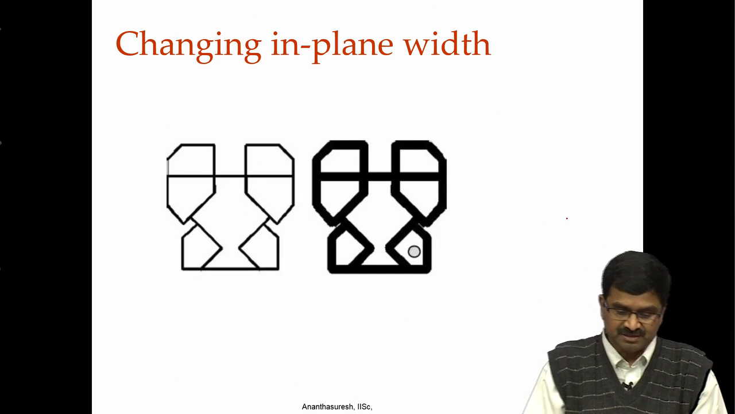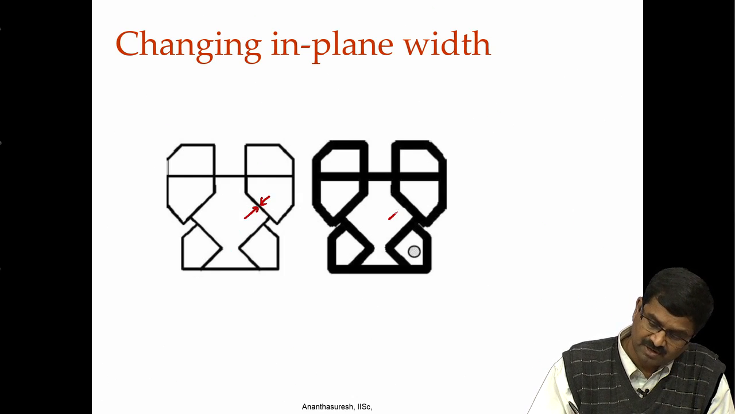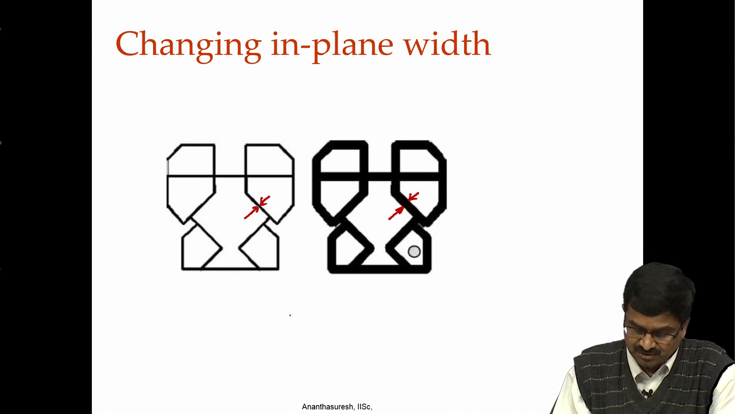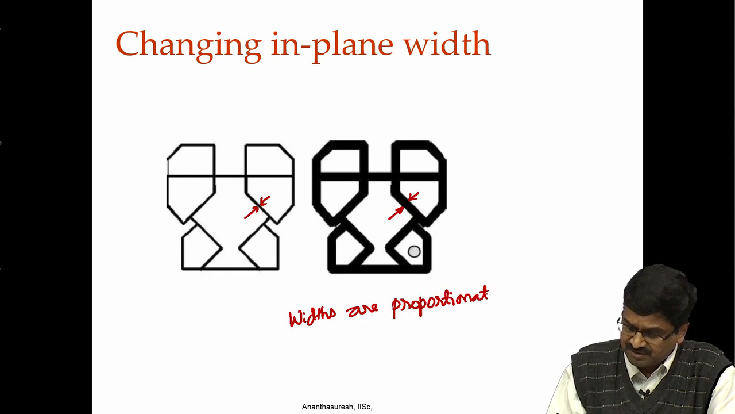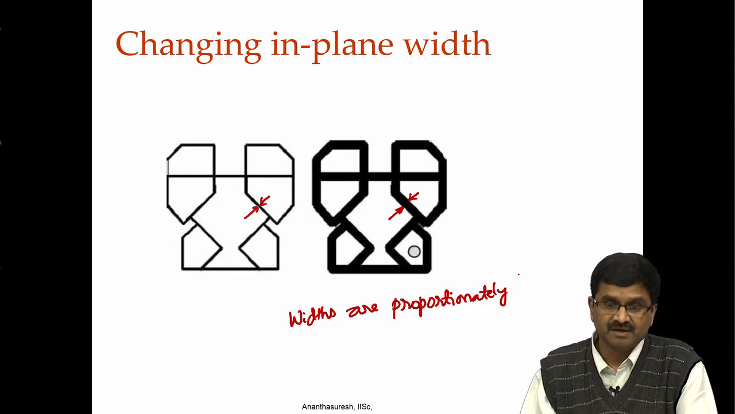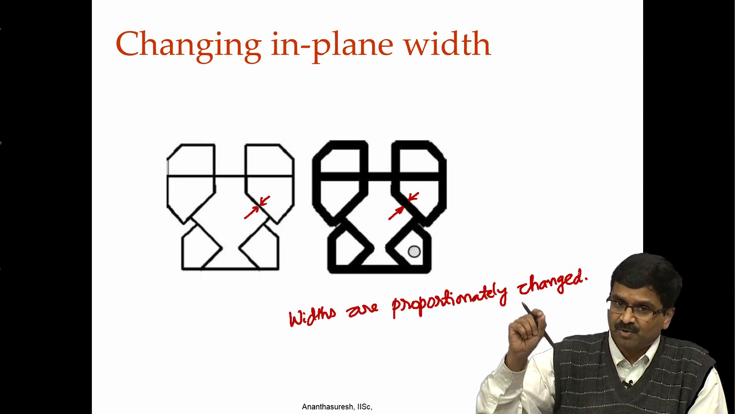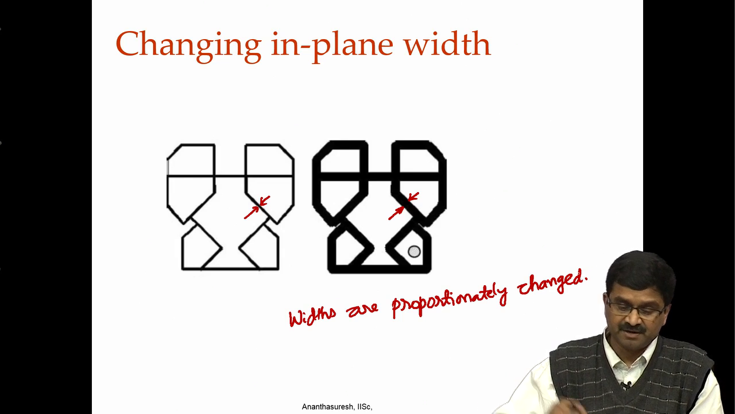You can change the in plane width. So here this particular width is small, now here it is large. So all the in plane widths are proportionately changed. We are not doing everything separately, widths are proportionately changed. Sometimes you may make the widths bigger, sometimes you make them narrower. And the effect of the change you can see in the map, because that point would move to another point depending on how the width is changed. It can be increased, it can be decreased.